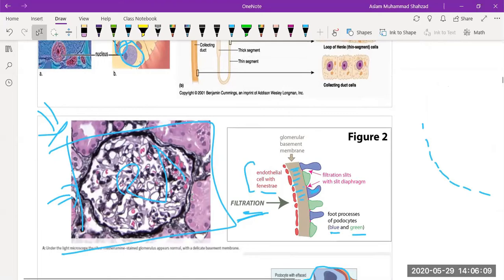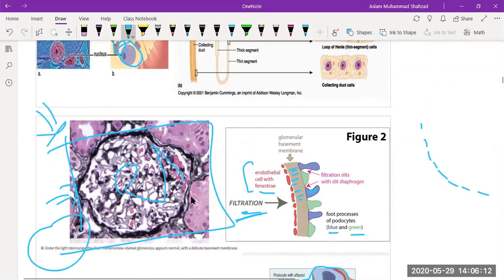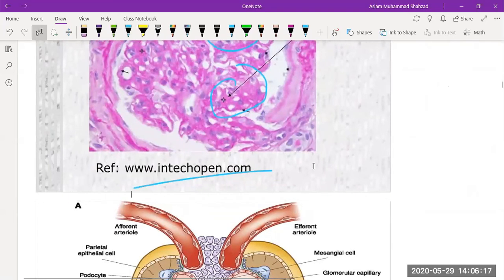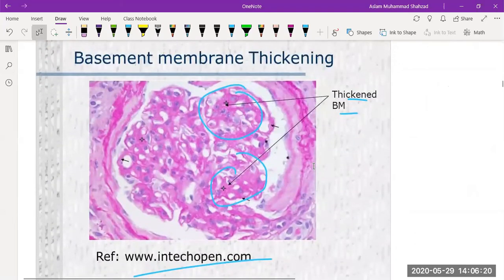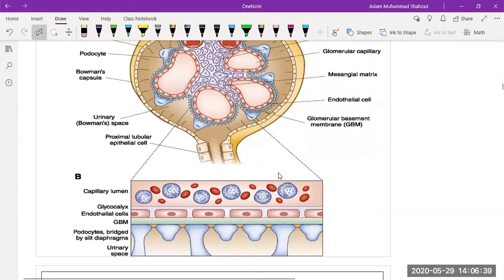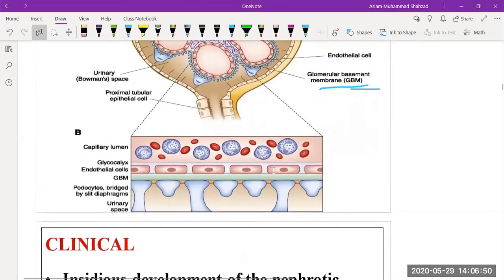You cannot understand this picture A unless you take a look at this picture B, and I had taken it from one of the research articles. You can see the basement membrane is actually thickened under normal circumstances, but when it becomes thin, then it can affect. So this is another picture to explain how the basement membrane looks, and you have to see that this is the glomerular basement membrane, and because this basement membrane becomes thin, it affects the filtration processes.